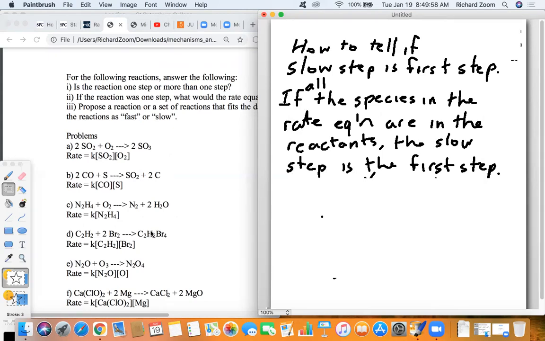Is that okay, Emmeline? Okay, so what you're saying is the N2H4 is the reactant, and that's really what you're looking for. You're just looking to see if whatever's in the rate equation is a reactant.